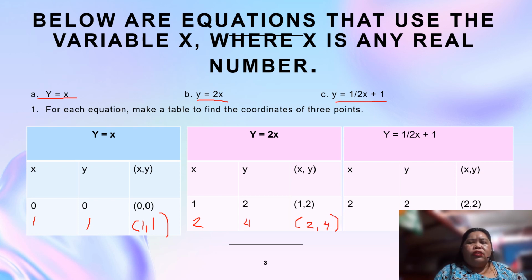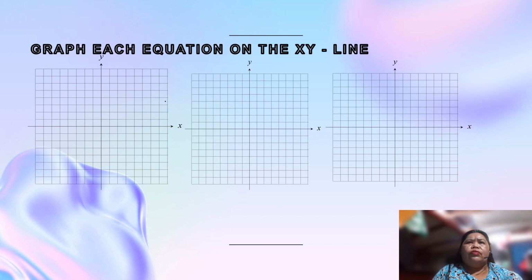Okay, then if we are going to use the third equation, for example we add 3 as x, so we can have 1 half of 3 is equal to 1.5, and adding 1 that is 2 and 1 half. So that means our ordered pair will be 3 and 2 and 1 half. Okay, so that's it.